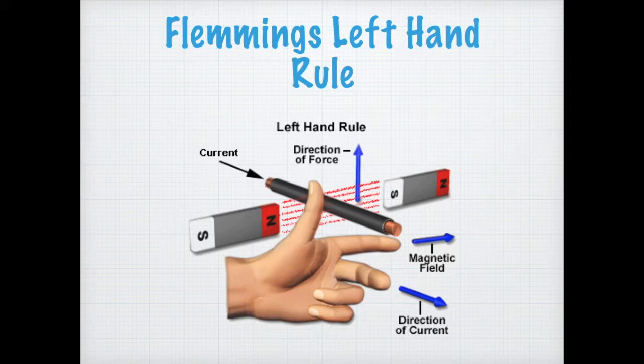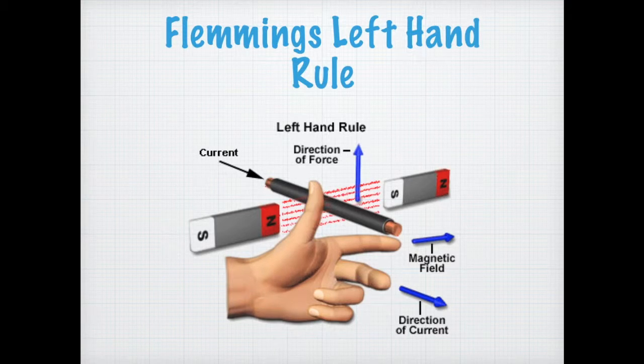Okay, so if you position your left hand in such a way that your forefinger, your middle finger, and your thumb are perpendicular to each other, as seen in the diagram, the forefinger should indicate the direction of the magnetic field, the middle finger will indicate the direction of the current, while the thumb indicates the direction of the force exerted on the current. Basically, that's how it works.